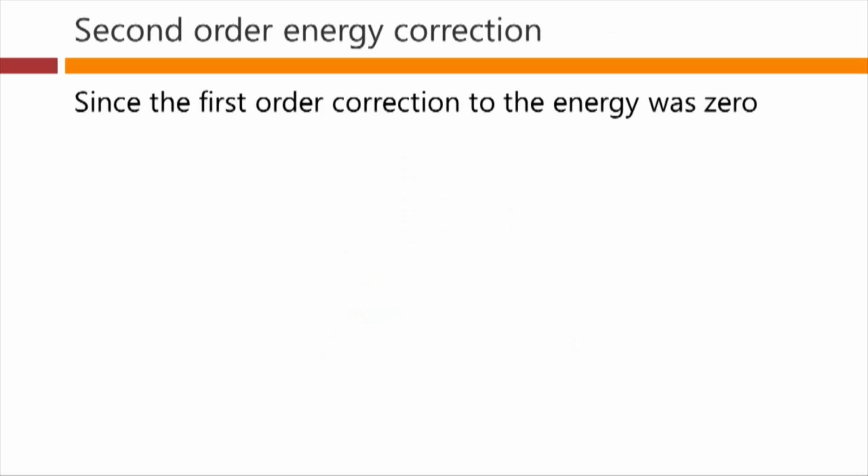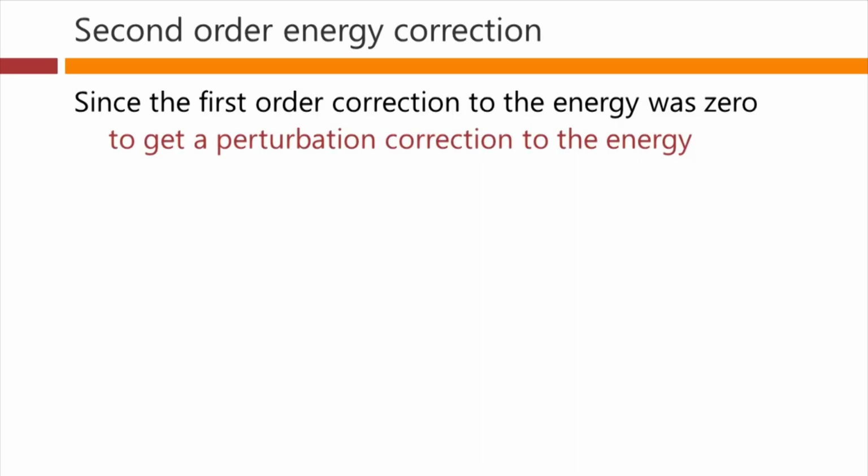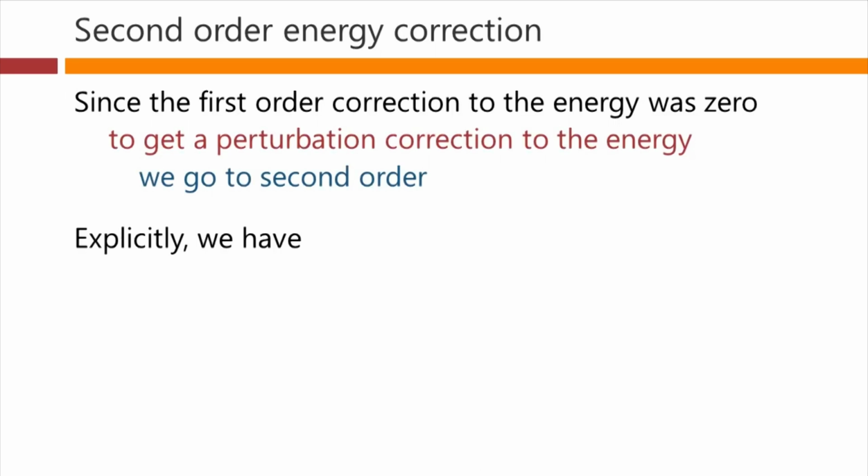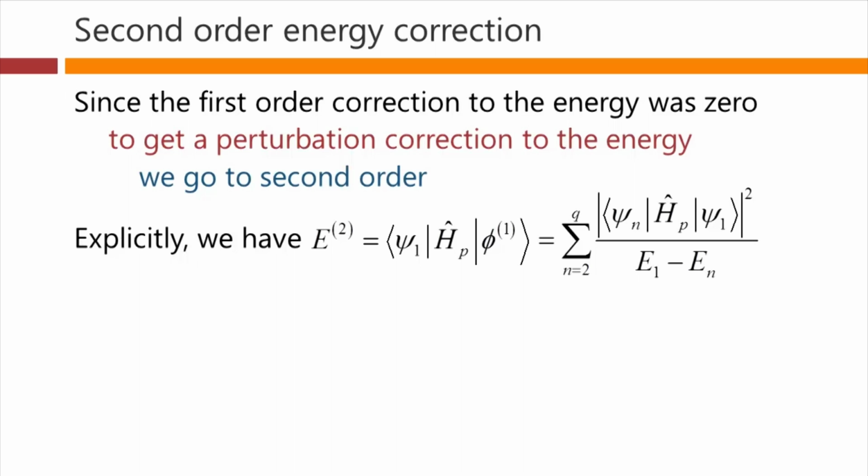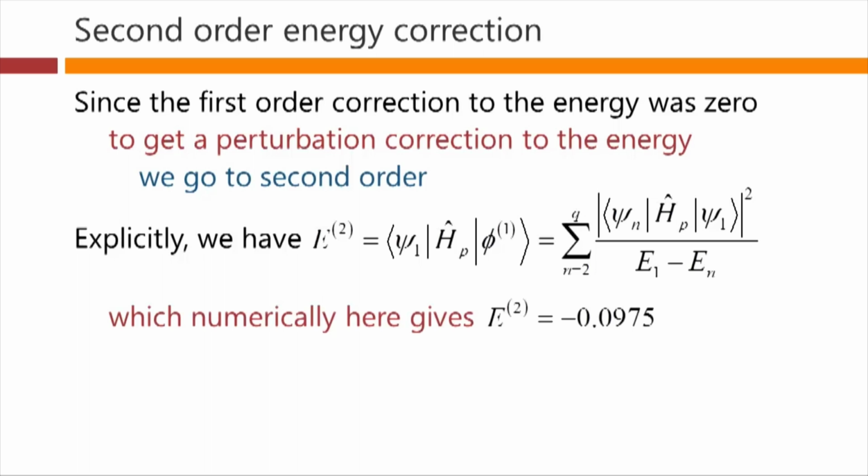The second order energy correction, well, the first order one was 0, but to get a perturbation correction to the energy, we go to the second order. And explicitly, we have for our formula that the second order correction is, for our first state, psi1 H_p times the first order wave function correction. And formally, we can write that all out here. Again, we're summing just up to some finite q for purely practical reasons. And the numerical answer to this calculation is minus 0.0975 for 3 units of field.